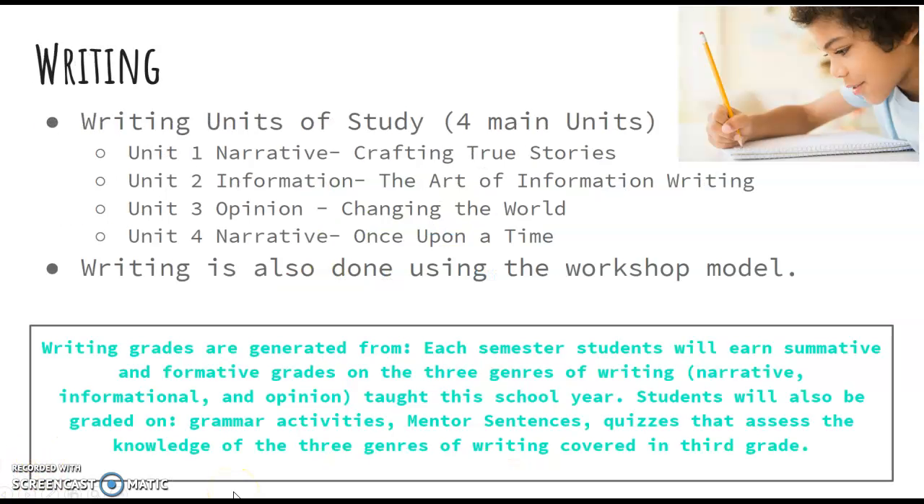For writing, we also use the units of study. The benefits of this are immense. Units of study writing curriculum builds each year. The same language is used throughout the years and will be recognizable to students as they learn new skills and academic language. In writing, students will write 1 or 2 pieces per unit.